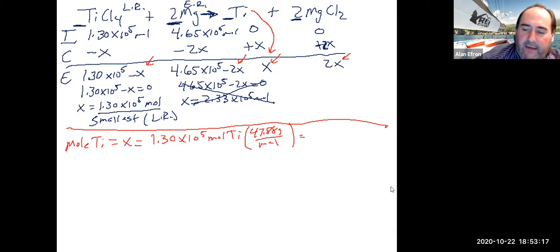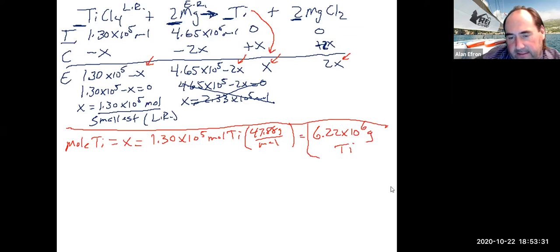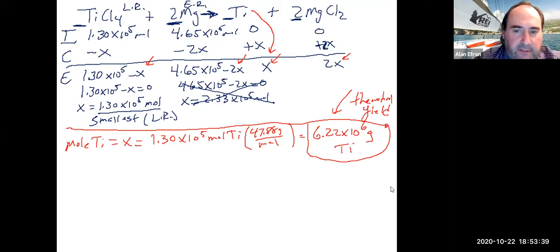And that will give us, for our Ti, 6.22 times 10 to the 6 grams of Ti. This technically would be our theoretical yield here. Any questions on that particular one there?